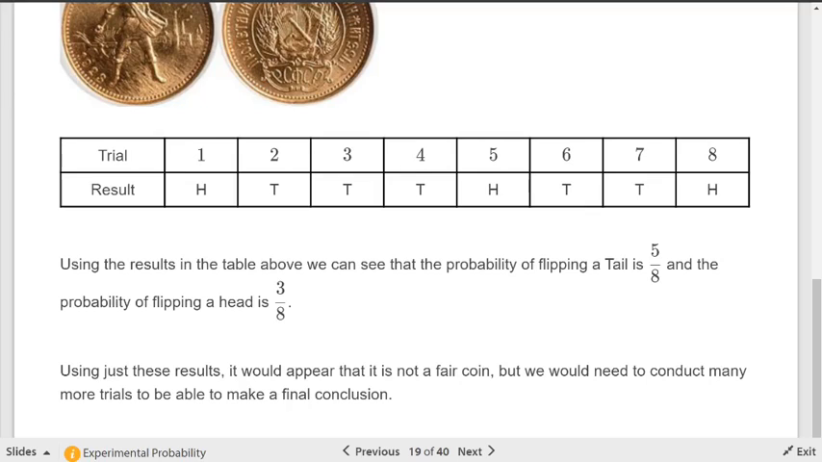20 times? Probably not. 50 times? Maybe, but probably not. 100 times? Maybe closer. But again, it may take 1,000,000 times before you get exactly the same number. Or you may never get exactly the same number, but very, very close, if it is indeed a fair coin. So are you saying that theoretical probability is better than experimental because you still have to take longer to do experimental than theoretical? No, what I'm saying is that neither one of them is exact, ever.